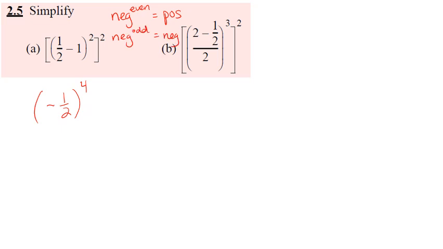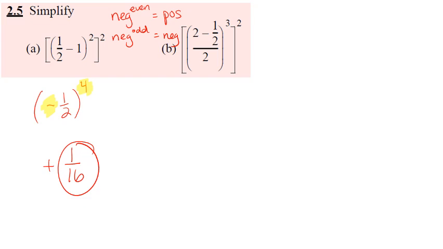So in this example, I'll highlight it, I have a negative to an even, so I know the final answer is going to be positive, so I'm just going to write a positive sign so I don't forget. 1 to the 4th power is 1, 2 to the 4th power is 16, so my answer is 1 over 16.